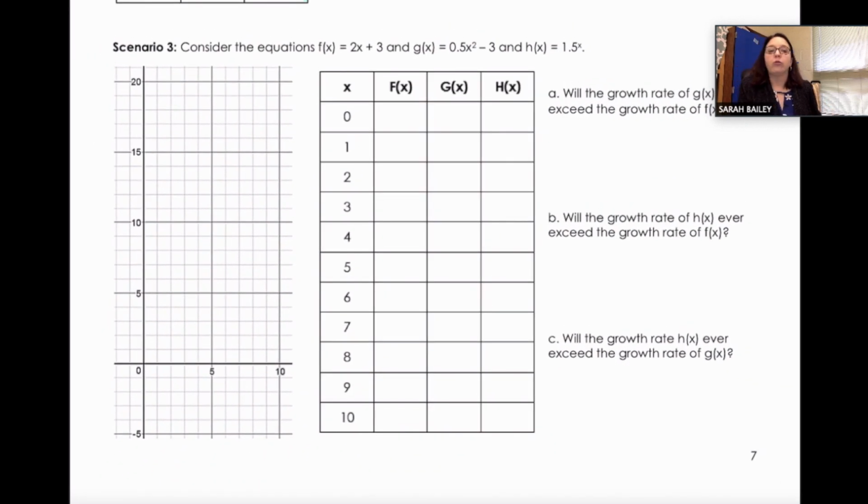All right, scenario 3. Consider the equations f of x equals 2x plus 3 and g of x equals 0.5x squared minus 3 and h of x equals 1.5 to the x power. We have some questions. You also see a graph and you see a table. So I want you to take a minute. I want you to do 3 different colors, one for f of x, a different for g of x, and a third color for h of x. Fill in the table and then use those same colors to graph each of those equations. So let's do that first. And then we'll answer the questions together. So pause the video, fill out the table and the graph.